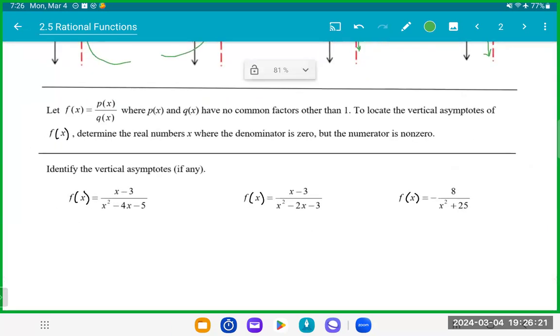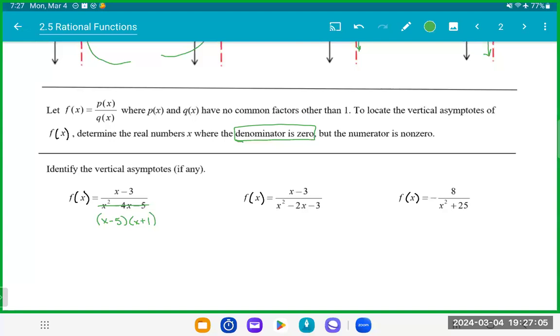Okay. So if we have these two polynomials, we'll say P and Q, and they have no common factors other than 1, then to locate the vertical asymptote of our function, we really just need to determine where the denominator is equal to 0. That gives us the vertical asymptote. So let's factor our denominator here. This is (x minus 5)(x plus 1).